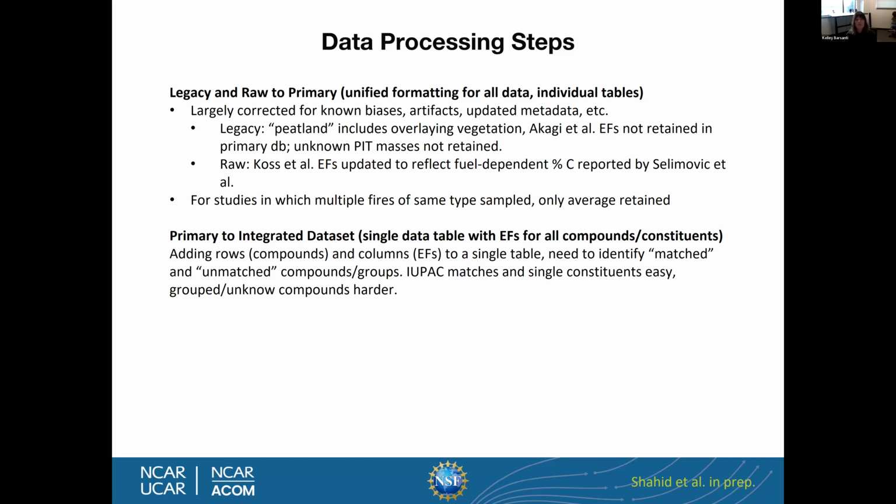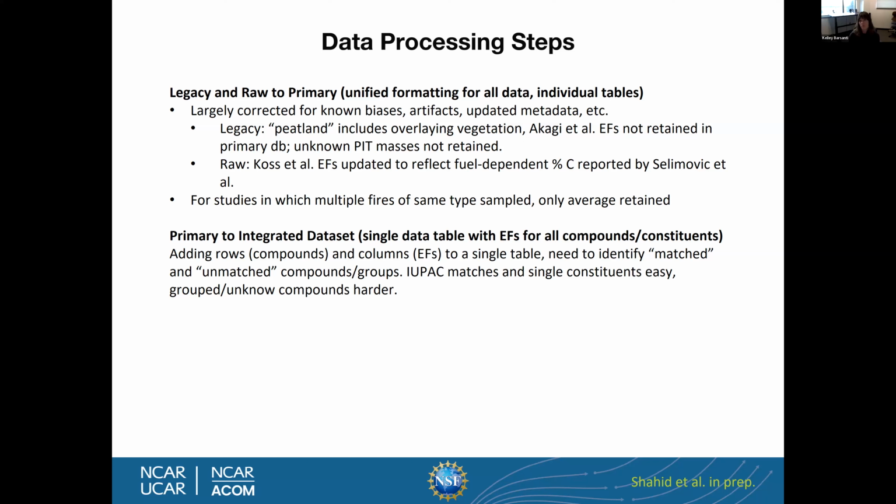Moving from the primary database to the integrated data set. Now, this is a single data table with EFs for all compounds and constituents in all fuel types. So the idea here is that we are just building a single database. We're adding rows, which represent new compounds or constituents, and we're adding columns, which represent the individual emission factors measured. And we need to be able to identify matched and unmatched compounds. So when do we have a new compound or when do we have a new emission factor? This is really when we started to use those unique IDs.